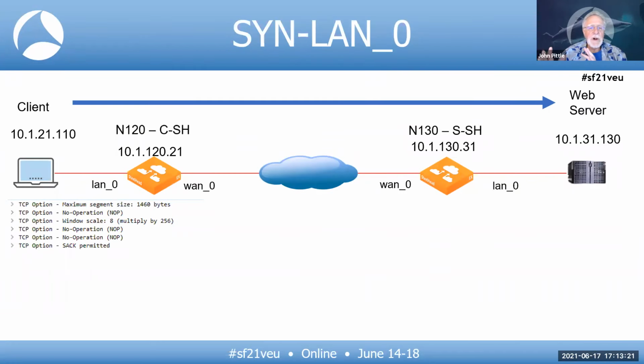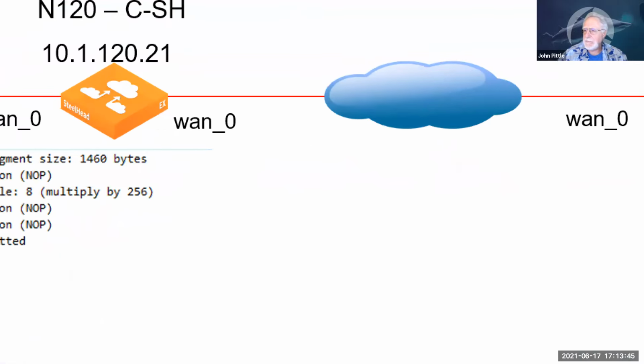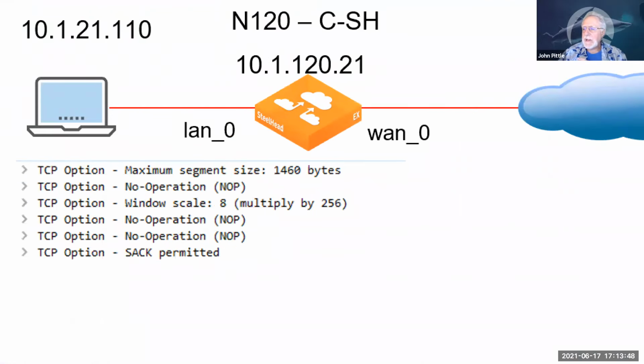So here begins our journey of the SYN packet. We're going to start at the far left-hand side where the client is, and these TCP options are coming from the LAN 0 interface of the client steelhead. So this represents really what we're seeing from the client. If I drill in a little bit, you can see the client says, hey, maximum segment size 1460, that looks right. Window scaling of 8, that looks pretty interesting. And yes, I'm happy to do SACK with you. So that's what the client asked for.